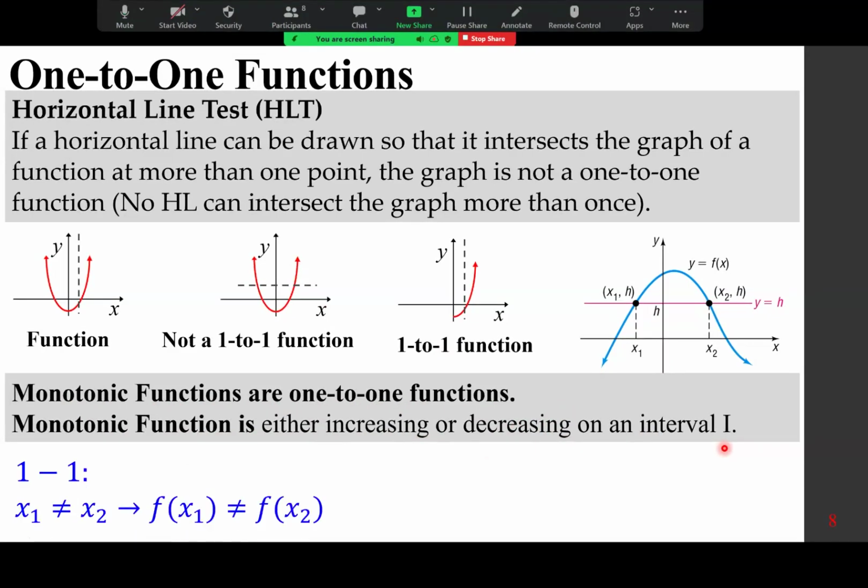So if you have a one-to-one function, when x sub 1 is not equal to x sub 2, f of x sub 1 can't be equal to f of x sub 2. Not one-to-one: if f of x sub 1 equals f of x sub 2, then x sub 1 is not equal to x sub 2. This is another way of looking at it. Both of them result in the same concept.